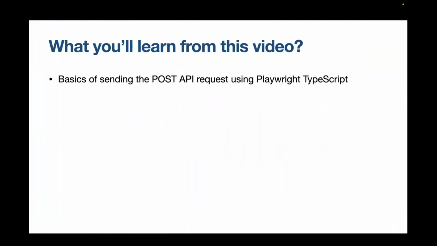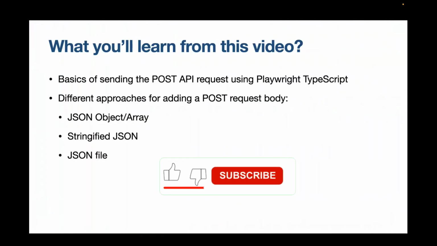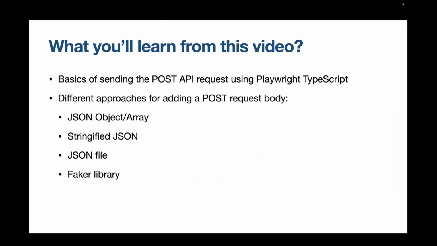In this video, we'll learn the basics of sending the post API request using Playwright TypeScript, and we'll also learn the following approaches for adding a request body: JSON Object array, Stringified JSON, JSON file, and using a Faker library. You may please check out my earlier video on how to test GET API request with Playwright TypeScript to learn about the installation, setup, and testing GET requests with Playwright TypeScript.